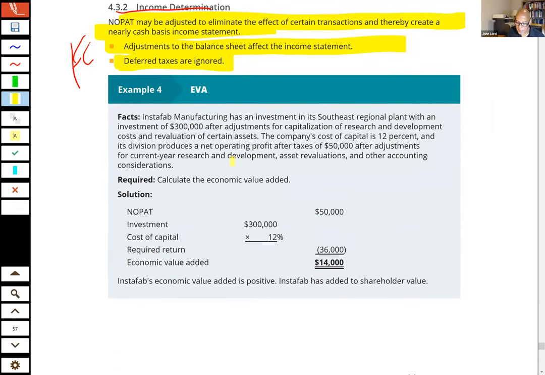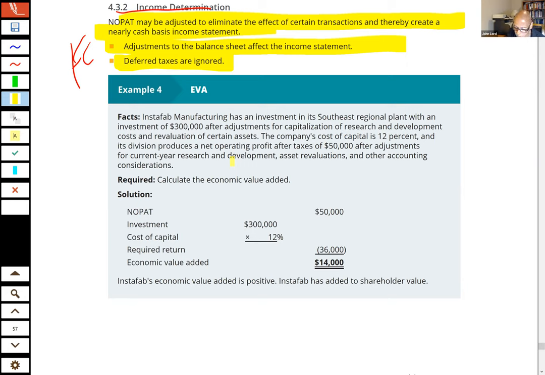And at the end of the day, since there are these sort of adjustments, even though we flashcarded them, it's not like they're going to ask us to pull out what things we have to adjust for. They're basically going to tell us what they want us to do, and we simply have to follow the instructions. So let's just look at this.